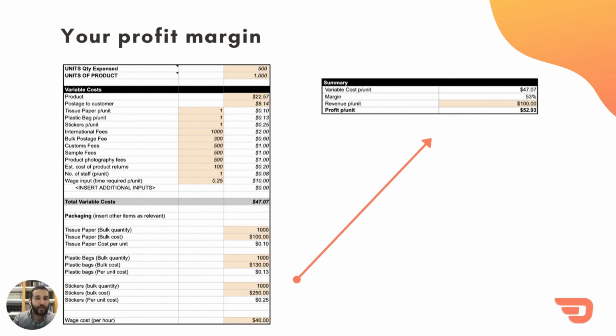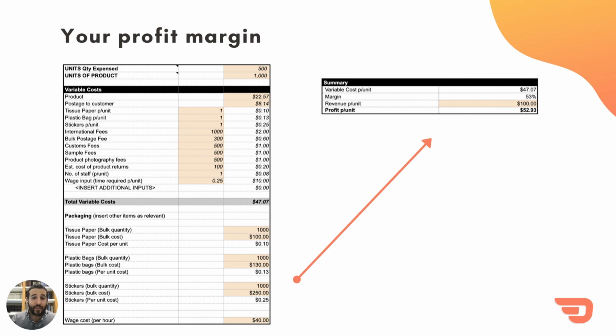Okay. And then as you move down here, you'll see that with the packaging, it'll ask you for various numbers around tissue paper costs and plastic bag costs and sticker costs. If you don't have those for your product, then obviously you can leave them out. If you have others, then you can add them in here. Okay, and ultimately what it will produce is a summary where it will record your variable cost per unit. In this case, our sample says $47.07.